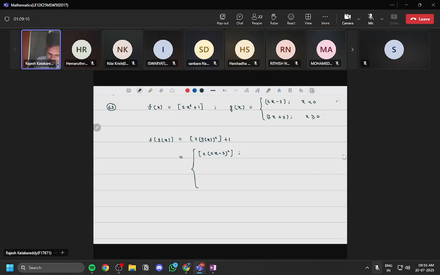Okay, x less than 0. The 1 we should add only later. So that's what I added: 2 times (2x plus 3) whole square plus 1.